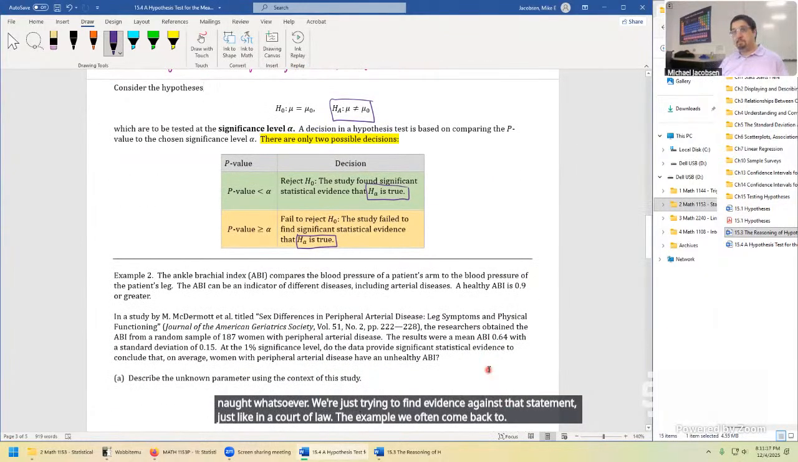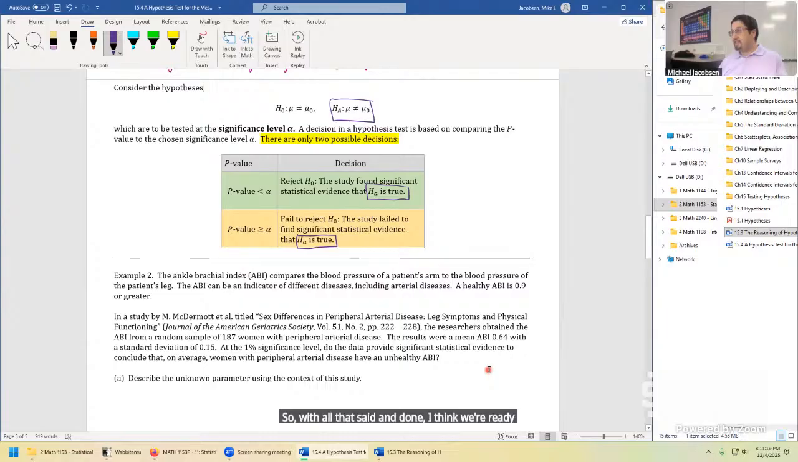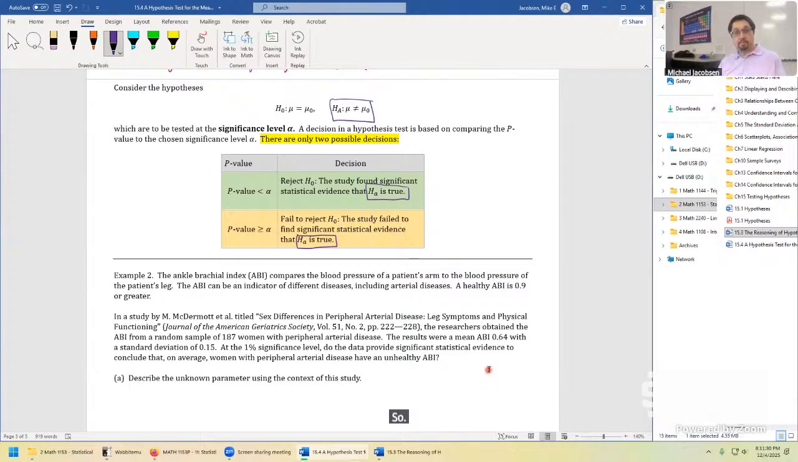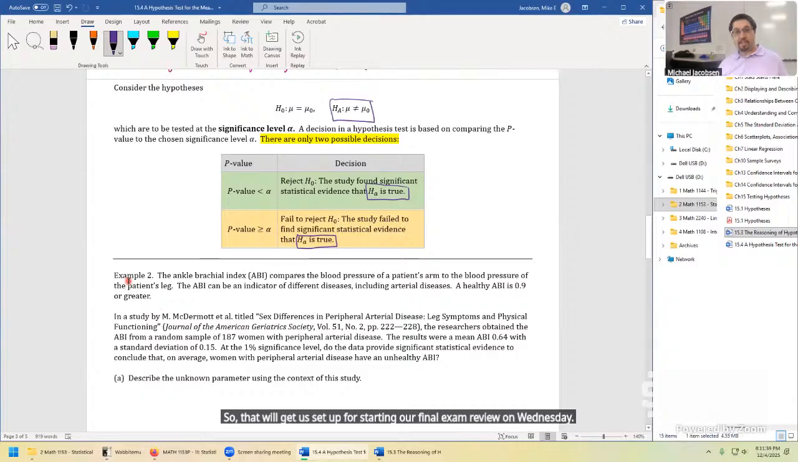So with all that said and done, I think we're ready for an example. Example 2 will definitely finish today, and it looks like we should be able to finish the third example for sure when we come back on Monday's class. So that will get us set up for starting our final exam review on Wednesday. So let's take a look at the information, see how this all comes back together.